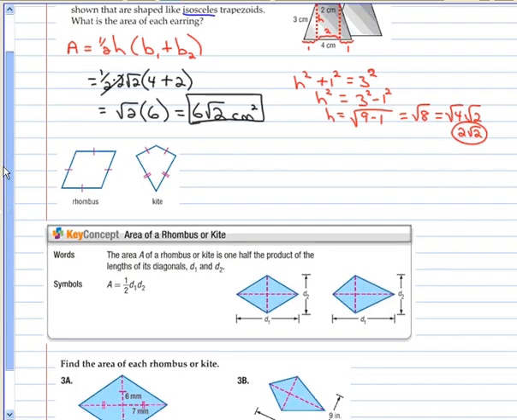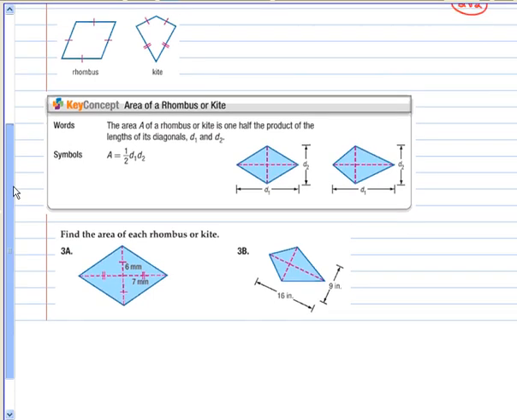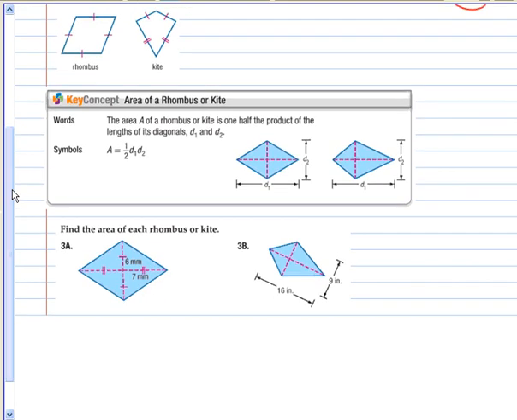Next shapes, rhombus and a kite, or rhombi and kites. Remember the definition of a rhombus? There's a clue on the board. What's the definition of a rhombus? It's a quadrilateral whose 4 sides are congruent. There's a rhombus. How about a kite? We have 2 pairs of congruent sides to it. So rhombus and a kite.